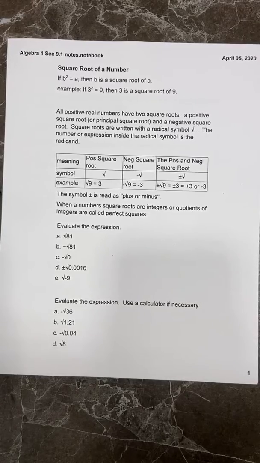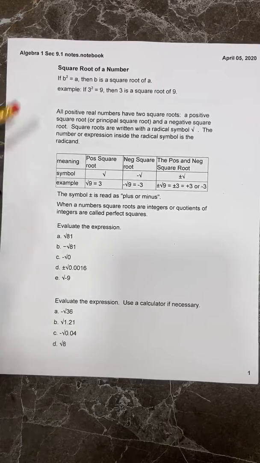All right, here we have section 9.1. So we're moving into a different chapter here, and we're looking at square roots of a number. If you remember, when we take the square root of a number, we're trying to figure out what number times itself equals that number that we're taking the square root of.